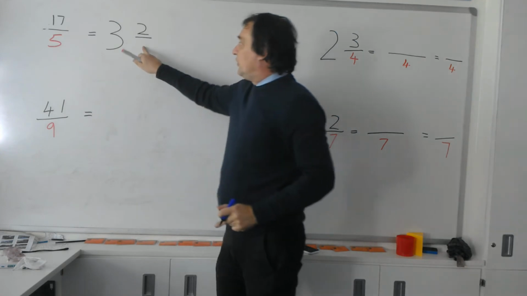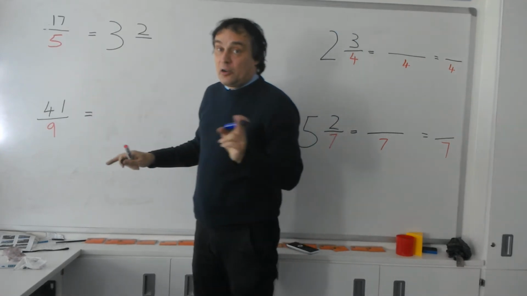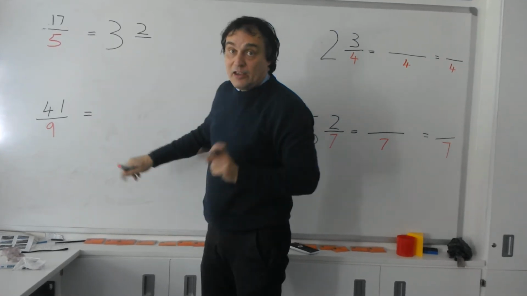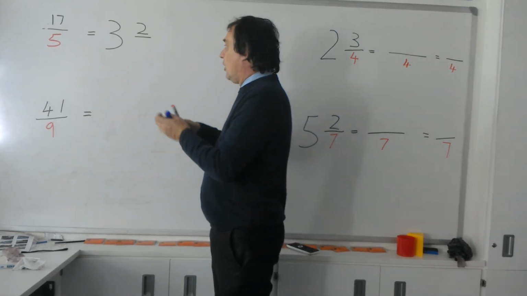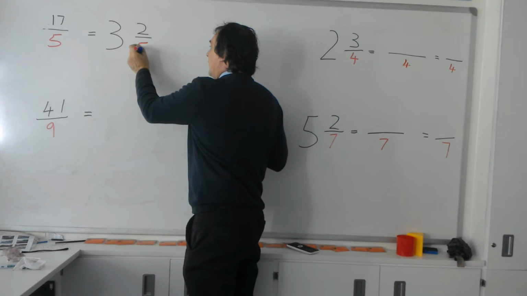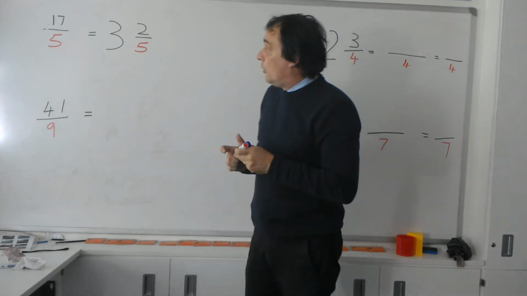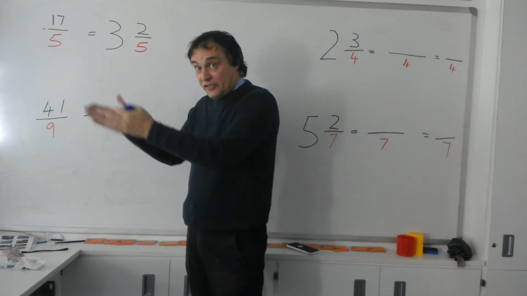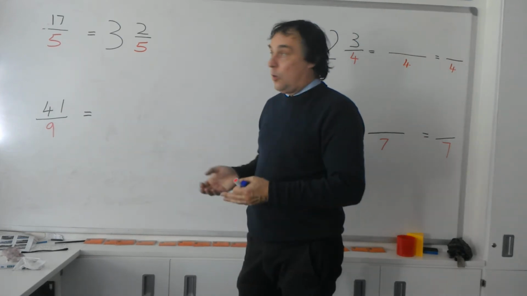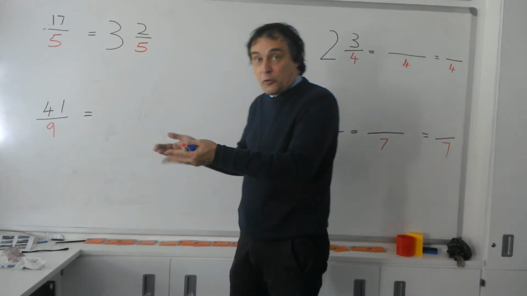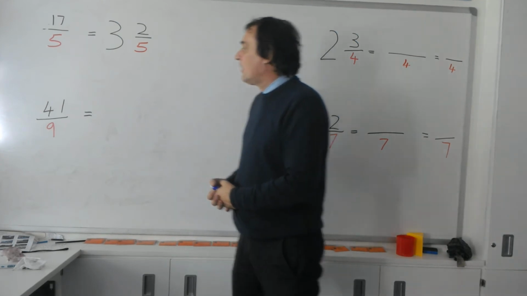Finally, we've got to decide what the denominator is. Well, the denominator in our mixed number is always going to be the same as the denominator in the improper fraction. So we can just write the 5 in here straight away. So 17 fifths as an improper fraction we can display as a mixed number as being 3 whole ones and 2 fifths, or 3 and 2 fifths.